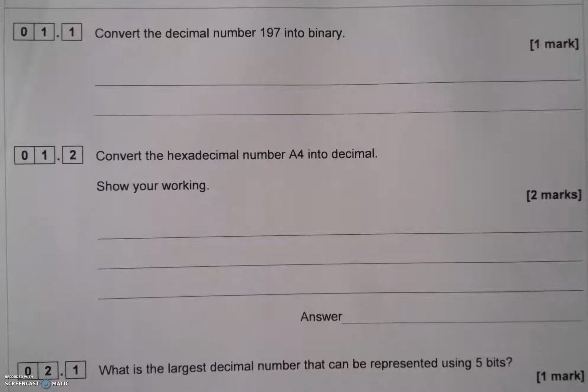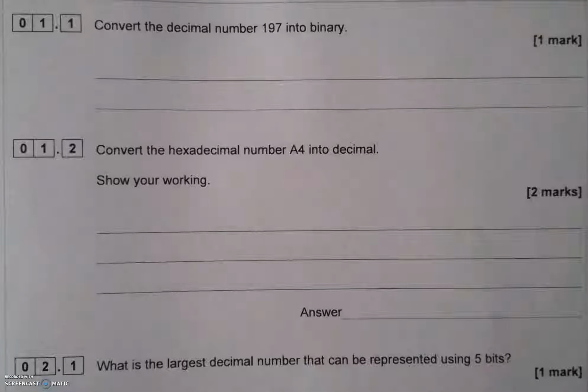What we've got here is a very typical number conversion question, and I'm asked to convert the decimal number 197 into binary. So before I get started, I need to draw myself a table.